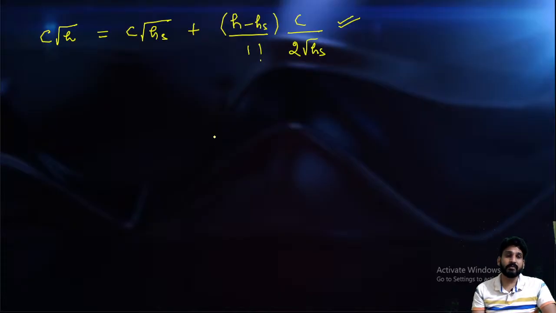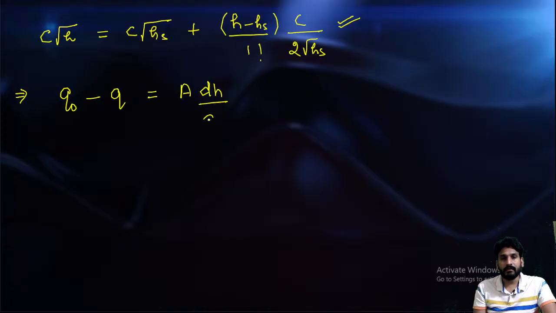Got my point? This is c square root of h, the function, and this is the value of c square root of h after the linearization. Now you can apply the same procedure as we applied previously. If I write the direct equation, then inlet flow rate minus outlet flow rate is equal to A into dH divided by dt. This is my equation number 1 at any time t.